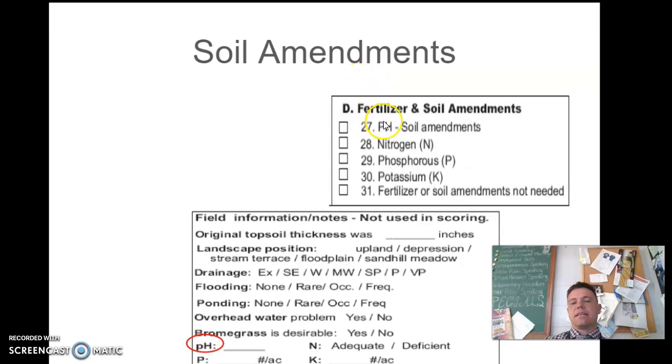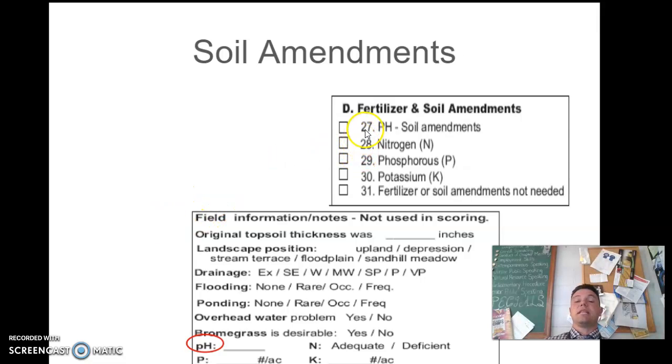Today what we're going to be identifying is the fertilizer and soil amendments, numbers 27 through 31, and when you check them, to prepare you for the CDE contest coming up in October. This little section on your scorecard uses the field information notes in the bottom right-hand corner of your scorecard. Though not used in scoring, they are very important.